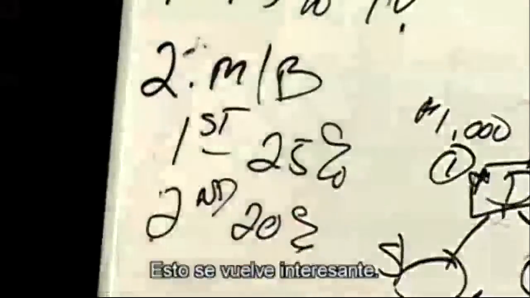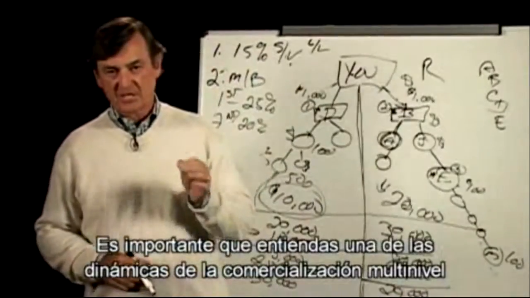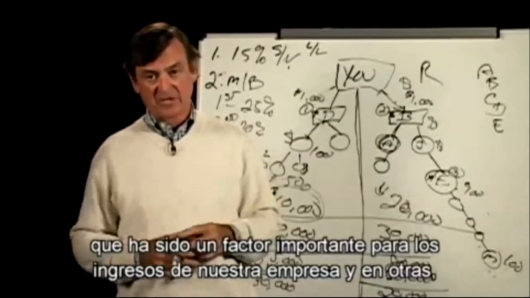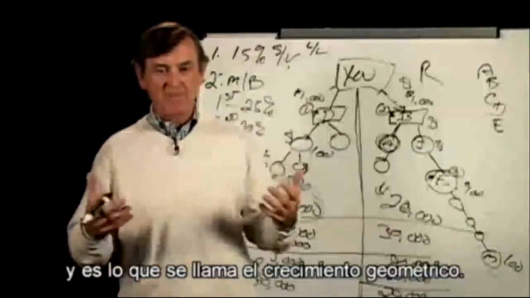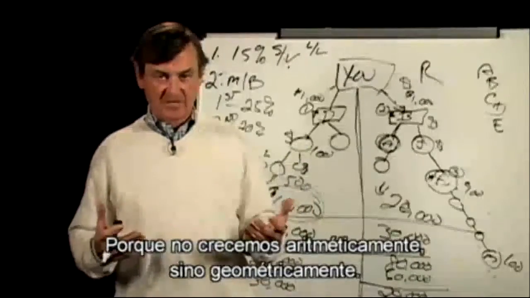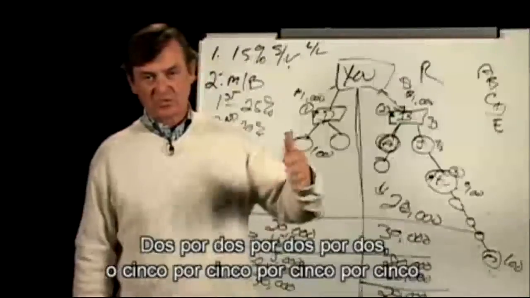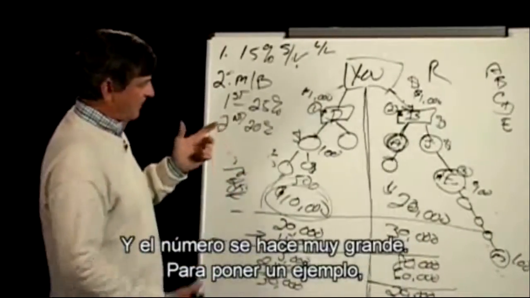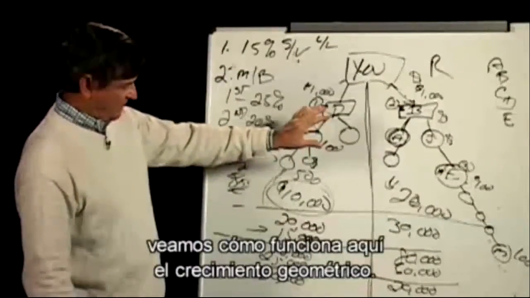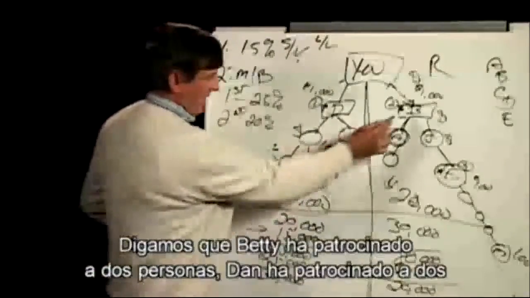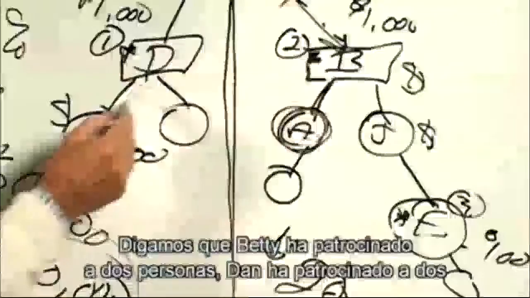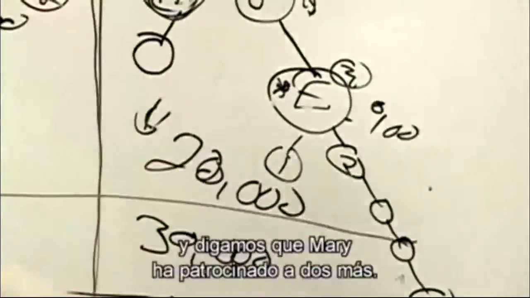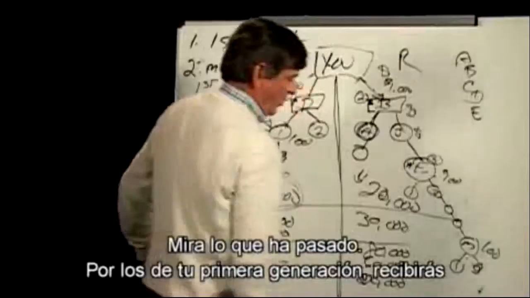Now, here's where it gets interesting, and I think it's important that you understand one of the dynamics within networking, which I know has been very powerful in a lot of earnings in our company and others, what's called geometric growth. In other words, we don't grow arithmetically. We grow geometrically, meaning 2 times 2 times 2 times 2, or 5 times 5 times 5 times 5. And those numbers get big. Just to give you an example, let's show you just a minor touch of how the geometry works here. Let's say that Betty sponsored 2 people, Dan sponsored a couple of people, 1 and 2, and let's say that Eddie sponsors a couple of people, 1 and 2, and let's say that Mary sponsors a couple of people, 1 and 2. Well, look what happened.